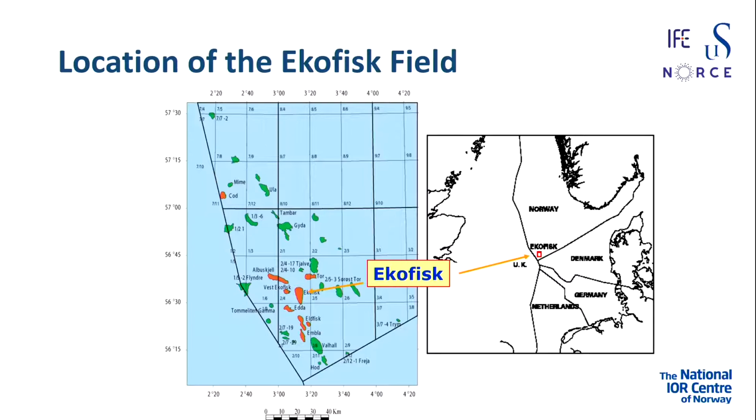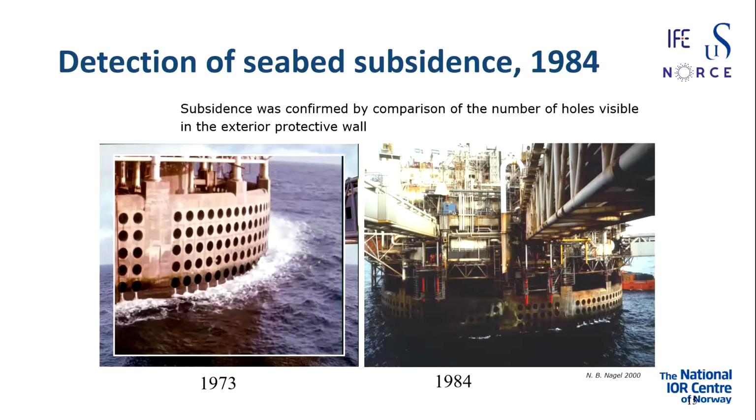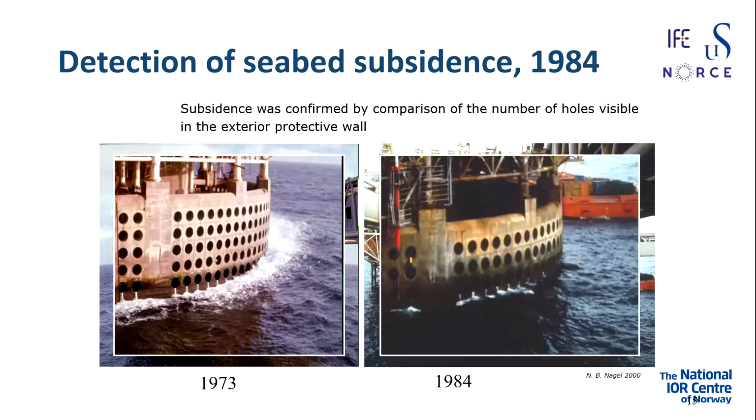So the Ekofisk field, as you saw earlier, is Norway's biggest oil field, really important. It's located right at our border in the sea. And they started the production in the early 70s, and you can see some pictures here from 73 and 1984. What you are basically seeing here: if you count the number of holes in this storage tank, you see that it has been sinking.